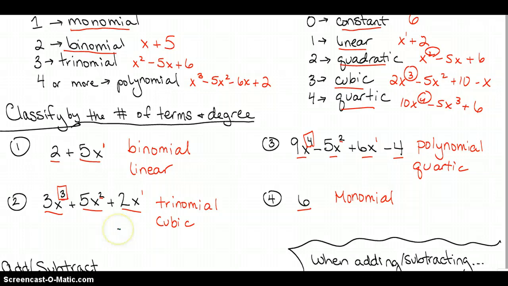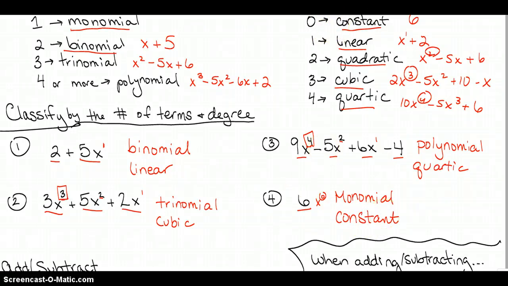And then we look at the highest exponent of x. There is no x at all. So technically, the highest degree is 0 because there is no x there. So this is known as a constant. If there is no x, the degree is 0, making it a constant.